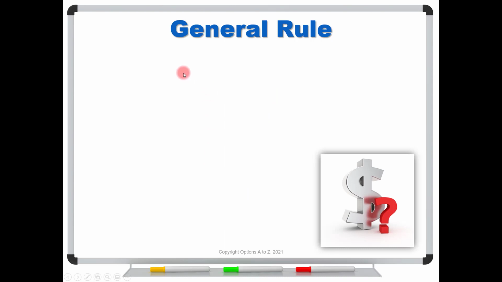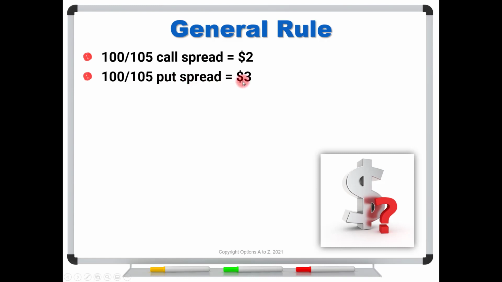So yes, the general rule is that if the 100-105 call spread is trading for 2, the same strike, same expiration put spread, or the credit spread, would be selling for 3. So why would we choose one over the other? Well, forgetting about the ease of the morph, the main reason we would choose one over the other is because of skews. And in the market, we might find that these prices don't line up exactly.